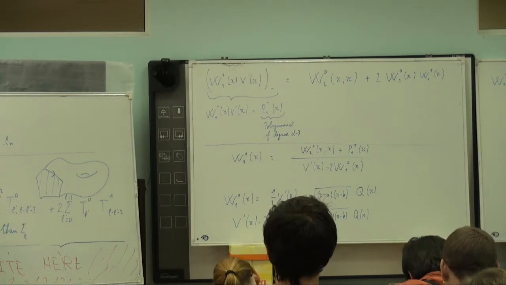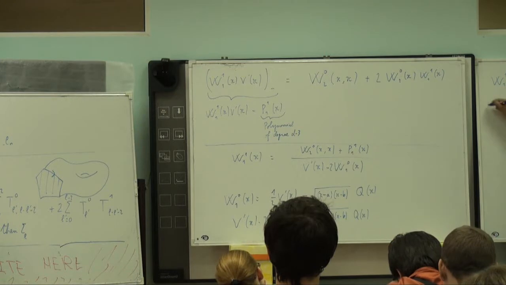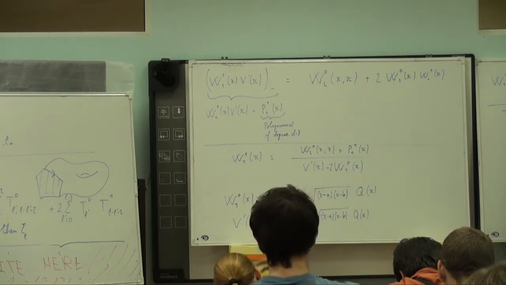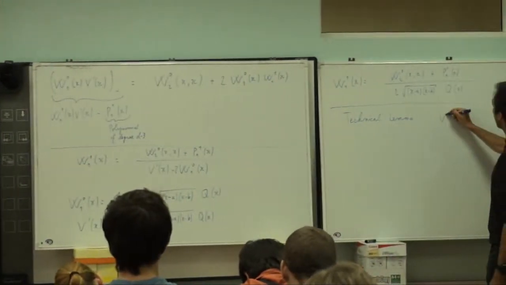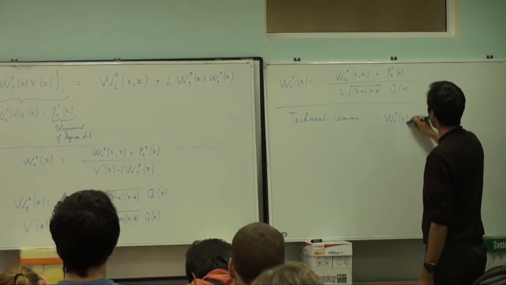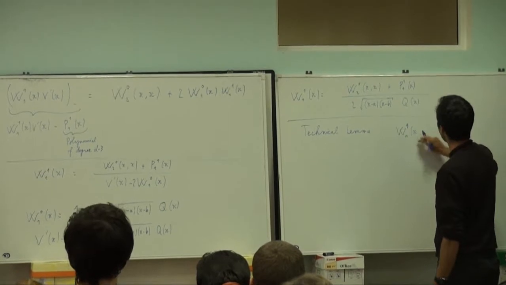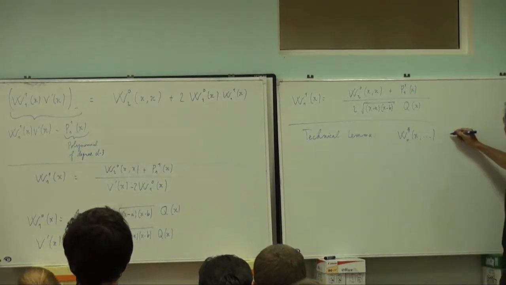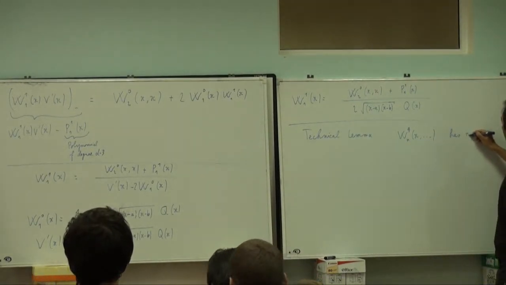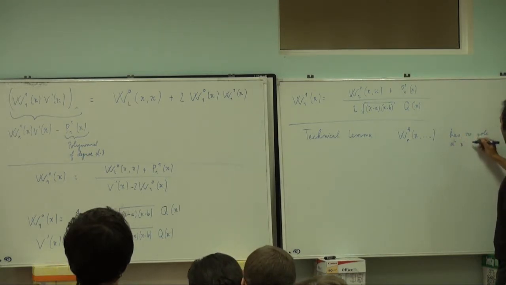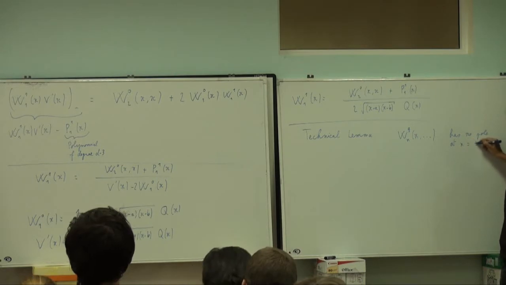Now we don't know what P_1^1 is. And well, there is a technical lemma. W_1^1 of x, and in fact it's general, W_n^g of x and other variables, has no pole at x equals 0 of q.